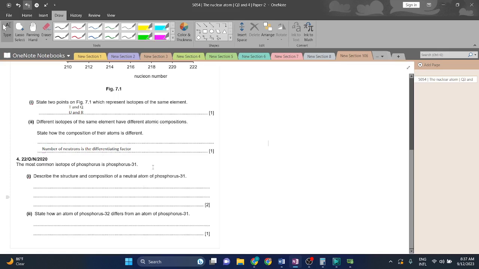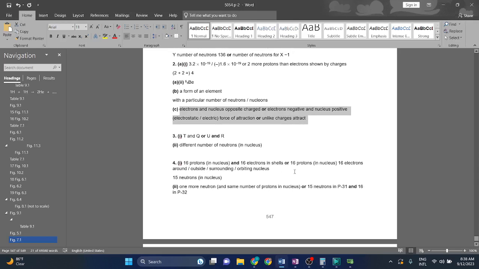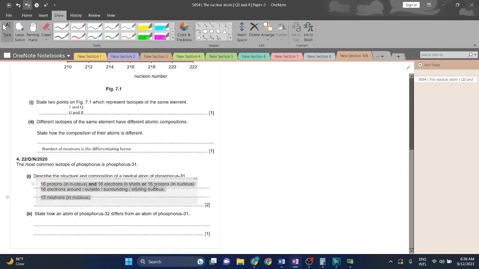Question four. The most common isotope of phosphorus is phosphorus 31. Describe the structure and composition of a neutral atom of phosphorus 31. The neutral atom of phosphorus 31 is what they're talking about. What they mean by neutral is that it does not have any charge on it. By that I mean the number of protons needs to be the same as the number of electrons, so there is no charge. So the number of protons is the same as the number of electrons. 16 protons in the nucleus, 16 electrons in the shells.